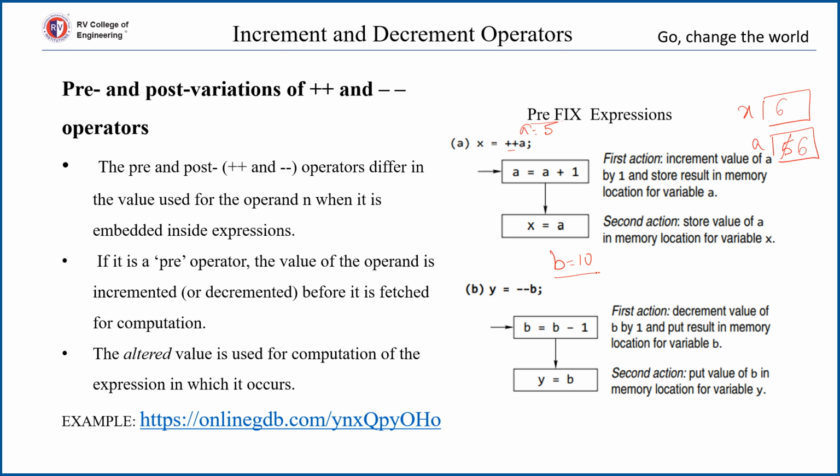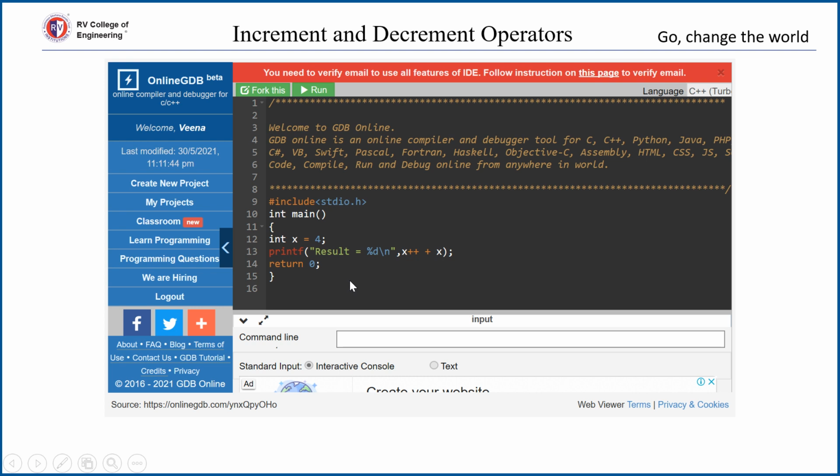Same thing with pre-decrement also. So what happens here? y is one variable, b is another variable, and the value of b is 10. So this is the first step: decrement the value and then assign it to y.